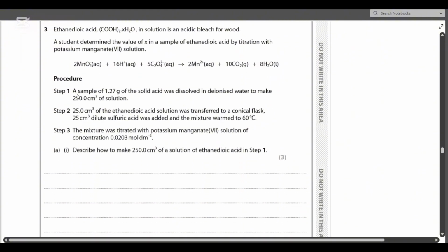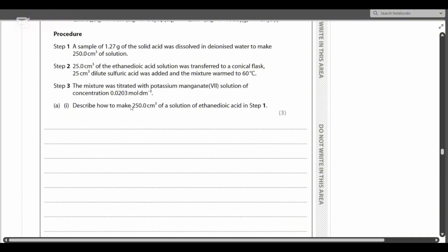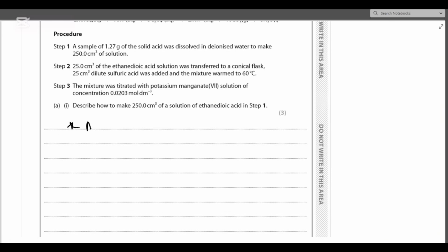So this is the reaction, and the procedure has been outlined right here, where in step 1 a sample of 1.27 gram of solid acid is dissolved in deionized water to make 250 cm3 of solution. Now describe how to make 250 cm3 of solution of ethane dioic acid in step 1. This is the process of dilution. At first we add distilled, or deionized, water. Distilled water means water with no ions, so add distilled water to the solid 1.27 gram, obviously in a beaker.